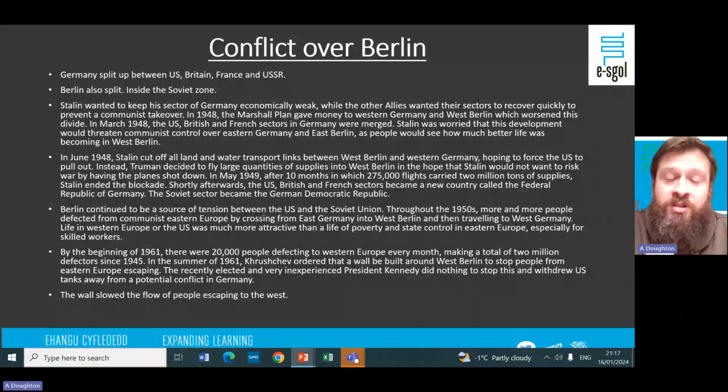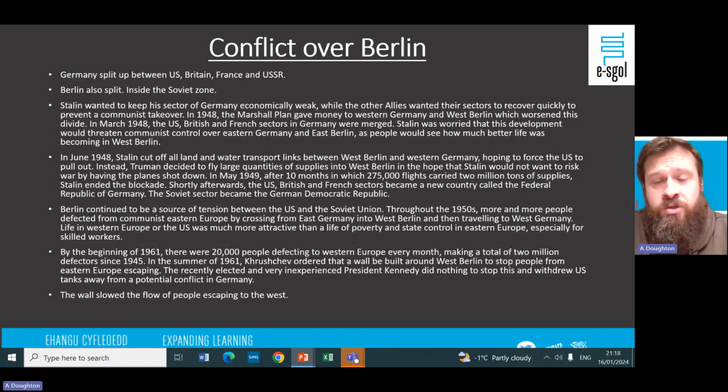Instead, Truman decides to fly in large quantities of supply into West Berlin. Now, obviously, if Stalin was to shoot down a plane, that would lead to a full-scale war. So that didn't happen. The blockade was in place for 10 months, and then Stalin decided to remove it. So this obviously was a success for Truman and America.